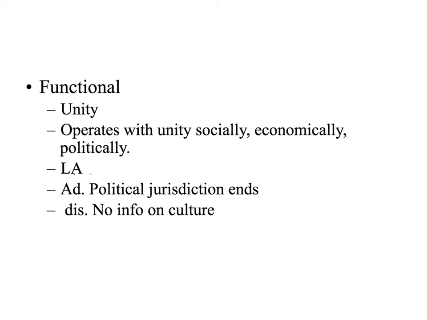A functional unit has unity. The people have unity. They operate with unity socially, economically, politically, or religiously, in different ways. An example would be Los Angeles. There are people from all sorts of different countries and languages and ethnic groups, but they live in the same city and work and stuff like that.